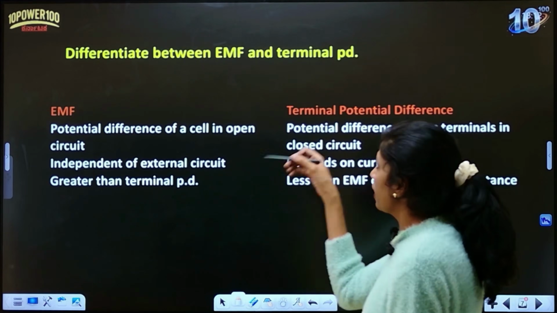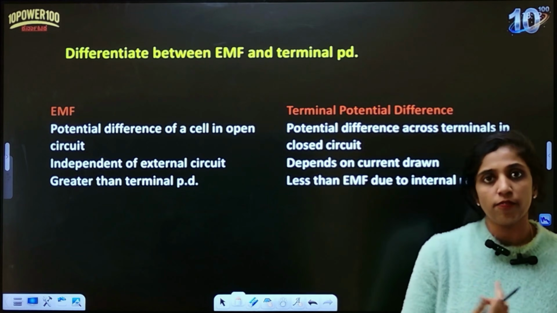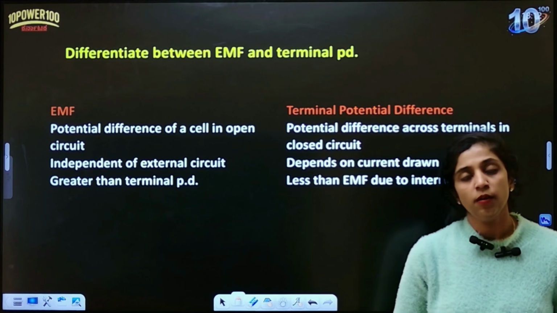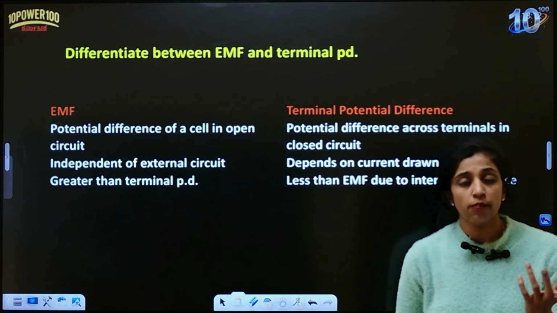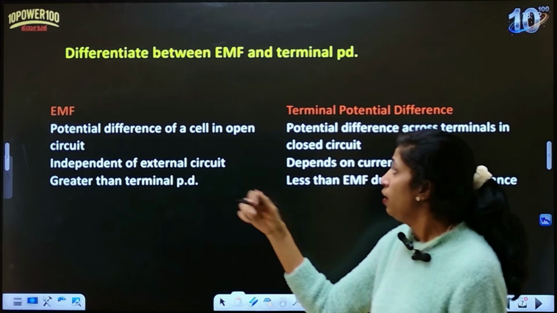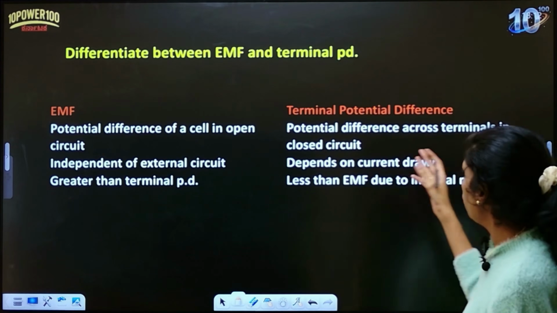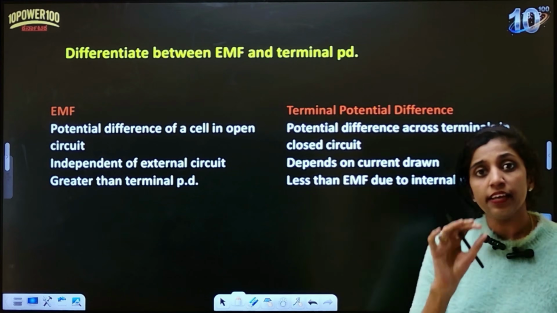Next, moving on to EMF and terminal potential difference. You might have learned this, you have already done the lab. In that lab we have mentioned EMF and terminal potential difference, right? So EMF is the potential difference of a cell in an open circuit, whereas terminal potential difference is across a cell in a closed circuit.